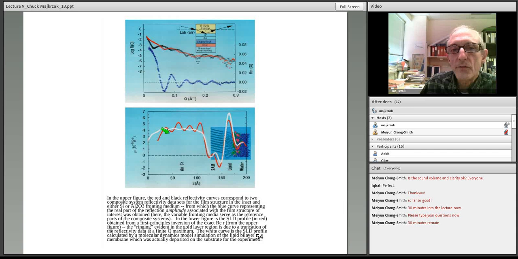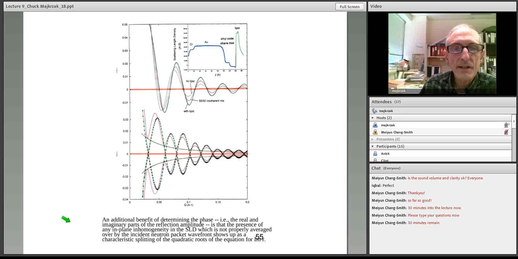And this ringing that you see here in red is unphysical. This is a gold layer that's uniform scattering density, but this ringing comes from the finite truncation of the data. If you go farther in Q, this ringing goes away. Okay, but it's remarkably close to this white curve, which represents the molecular dynamics simulation for this lipid system next to the aqueous reservoir. And so it really works.